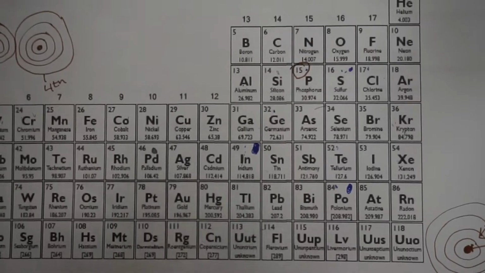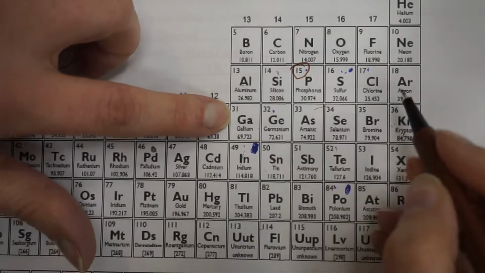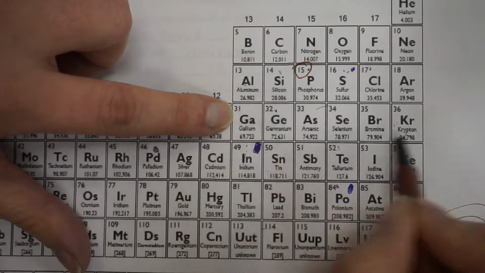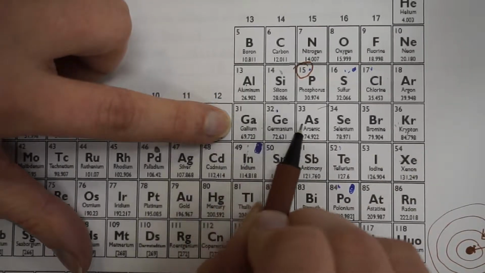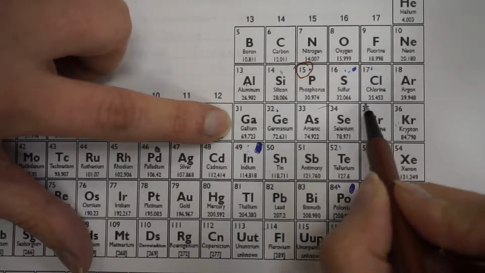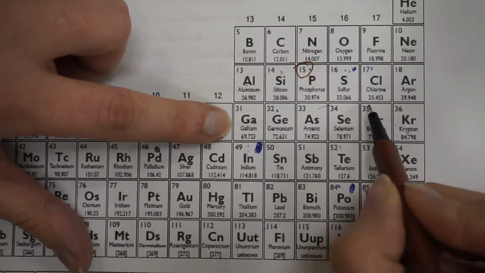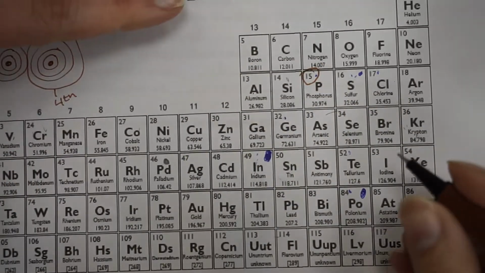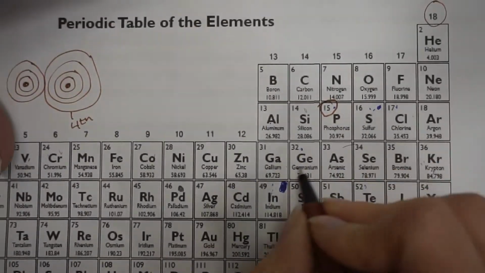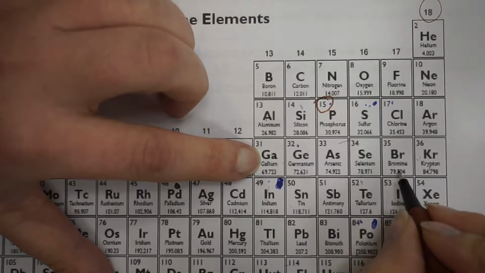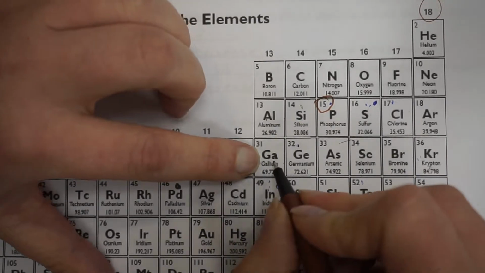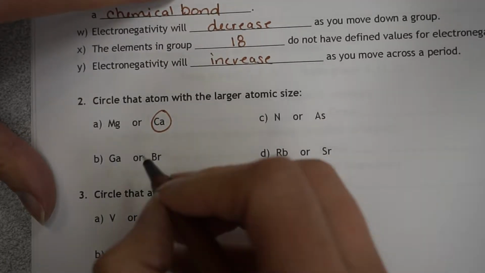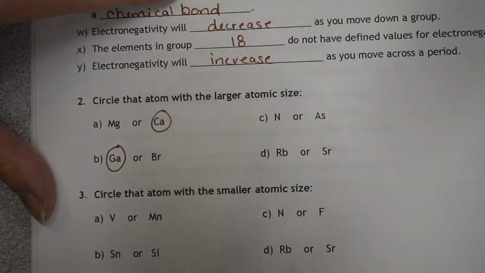Ga or Br. So Ga, gallium, or Br. Now basically it's wanting us to compare across the period. So you need to know that as you go this way, you're adding protons. So you're adding that positive charge in the nucleus, so the electrons are going to be pulled in. So it's going to be a smaller atom, okay? So Ga and Br is what we're comparing. This is smaller and this is bigger. So we're looking for the bigger one. So you circle gallium, which is bigger, okay?